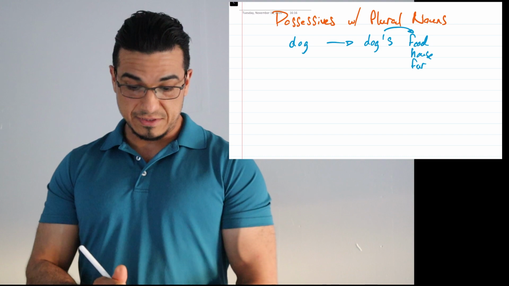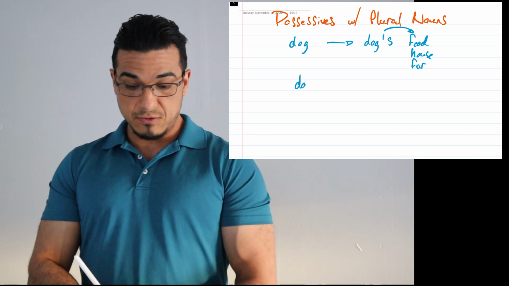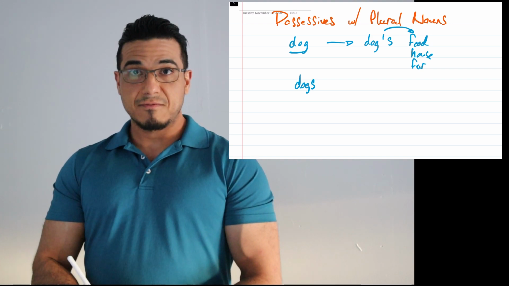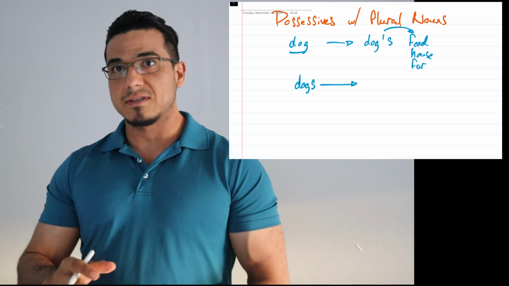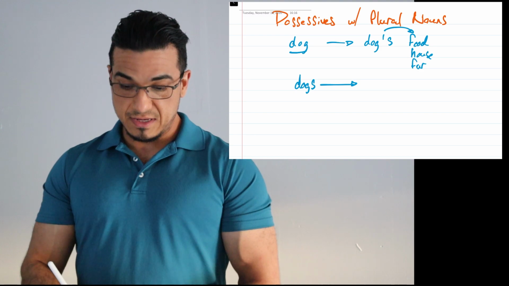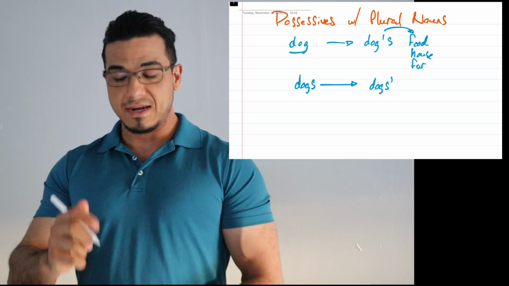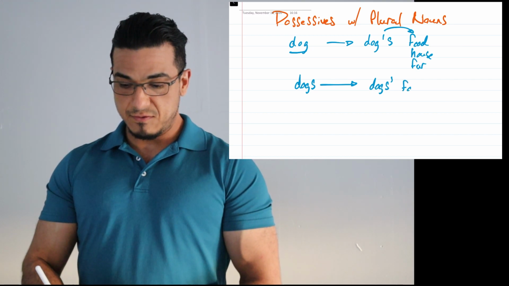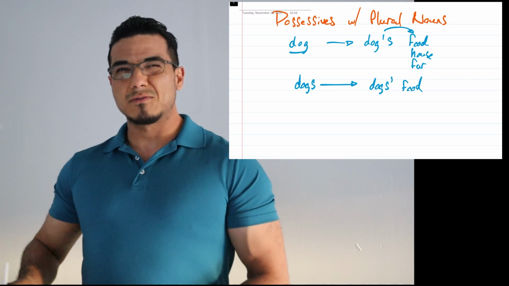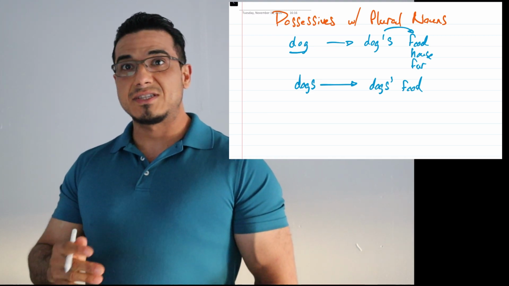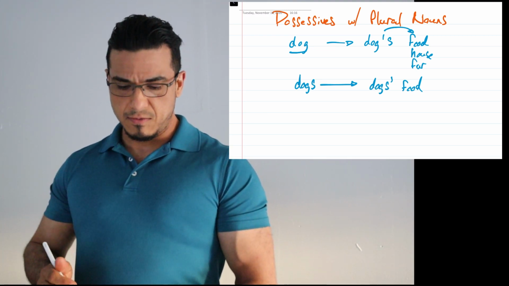However, what I'm going to have you do is now, if the noun itself is plural, so let's say, for instance, dog is no longer dog, which is singular, it's now plural. If, for instance, there's a group of dogs that own food, it would be the dogs, which is plural, apostrophe following that S, and then food, right? So it's the food of the dogs, which still sounds a little funny, the dogs' food, right? Ordinarily, we would just say dog food, but there you go.